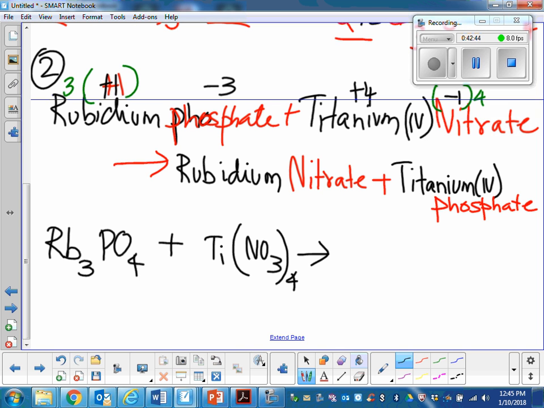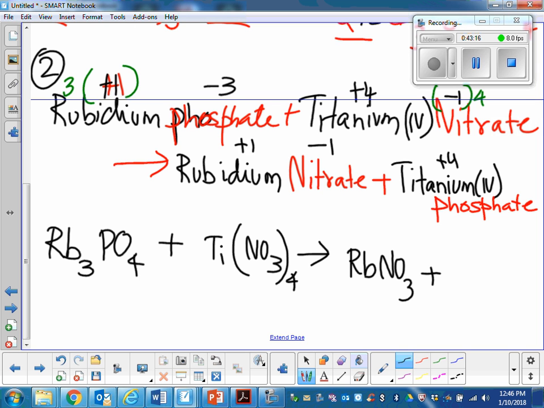David, charge on rubidium. Charge on nitrate. So I'm not multiplying any side. So the formula is Rb. Nitrate is NO3. Zoe, what is the charge on titanium?